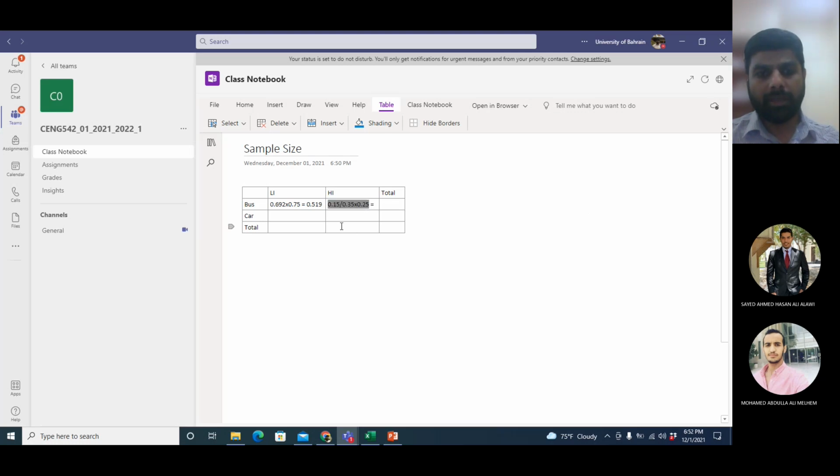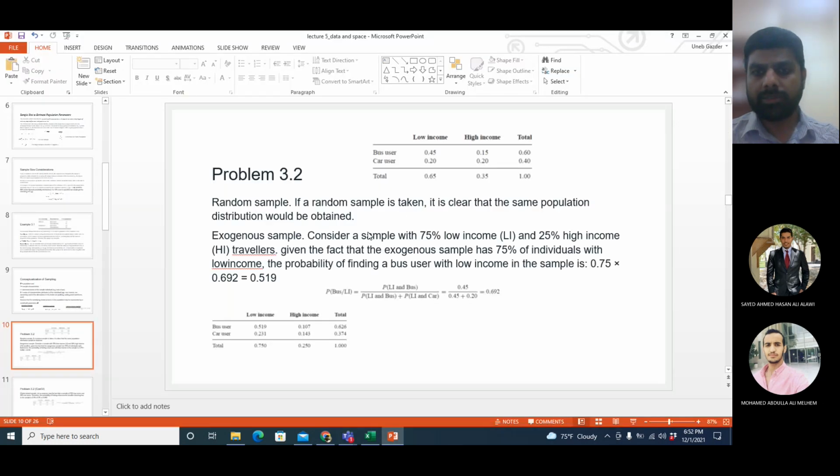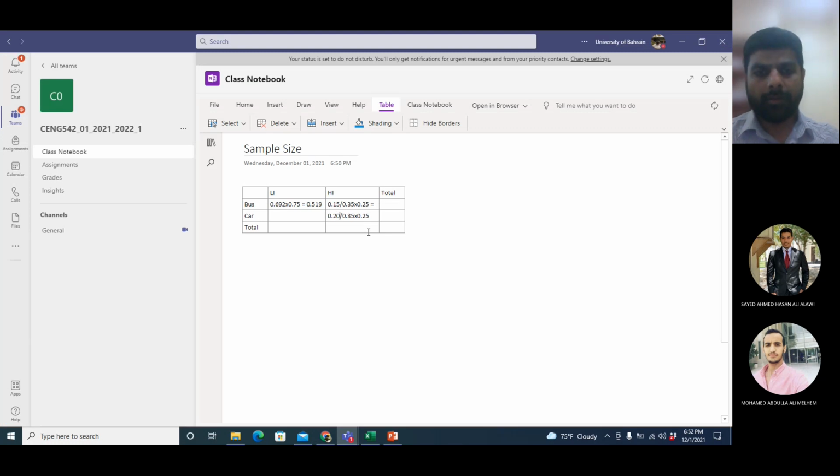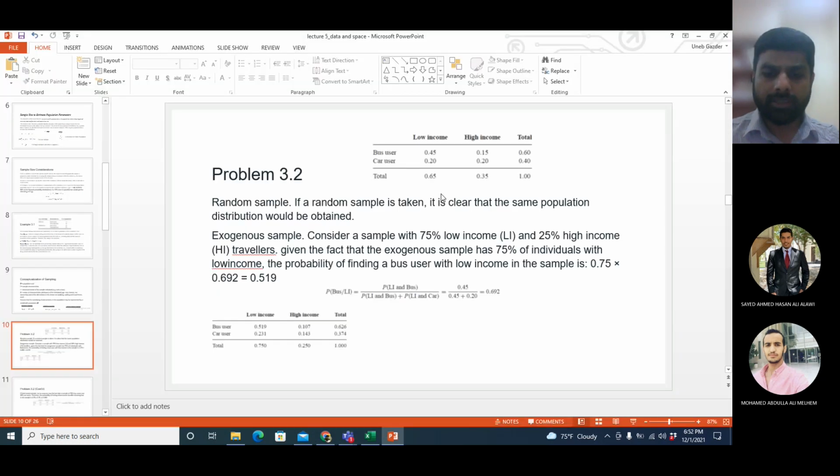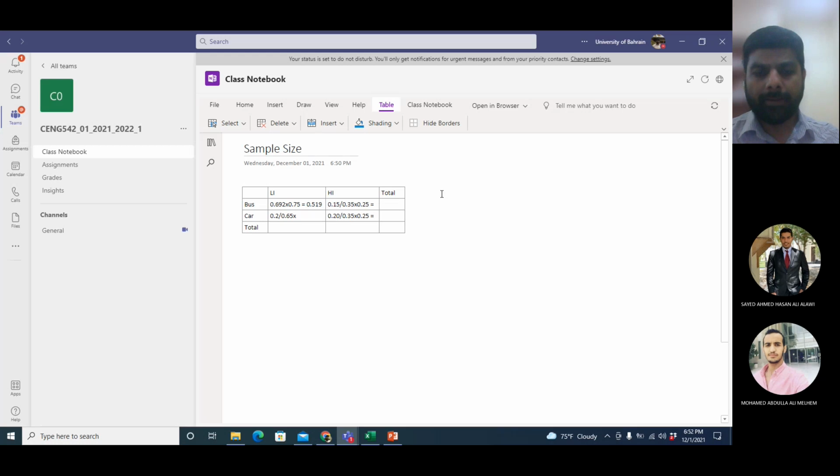And then you will do the same thing for this one as well. This will remain as it is because of the total probability of the high income group. The intersection will change, which is 0.20 now. Okay, and then if you do it for the low income group, it will be the intersection of car and low income in the population, which is 0.2, divided by total low income, which is 0.65, multiplied by the low income proportion you have covered in the sample, which is 75%. Okay, so give me these values.